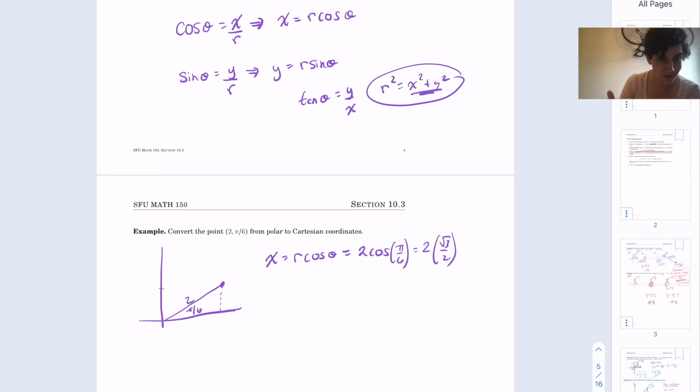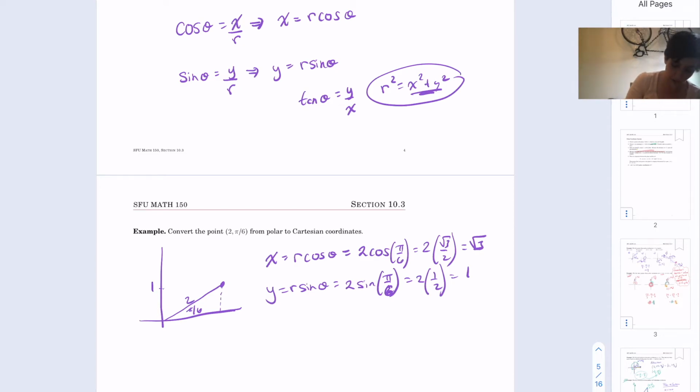You can use your unit circle that you have memorized. You can use the internet. Root 3. What is y? Well, that is r sine theta. So that is 2 sine pi over 6. 2 times sine of pi over 6, excuse me. It's 1/2, and that is 1. So this coordinate is 1, and this coordinate is root 3. And so my Cartesian coordinates are root 3, 1.